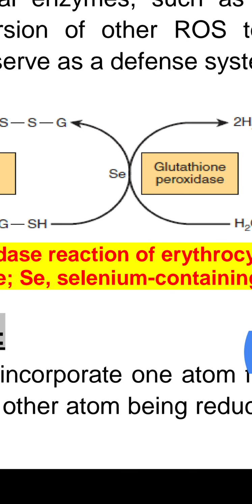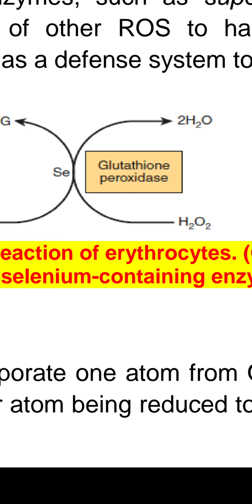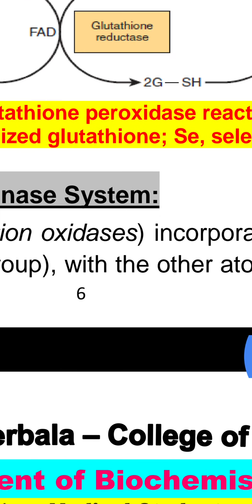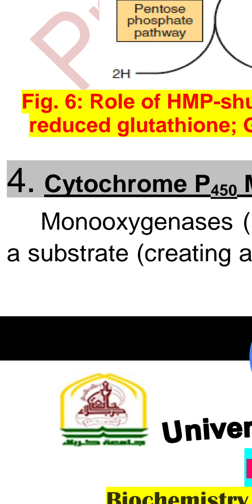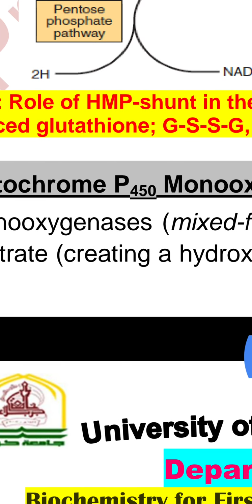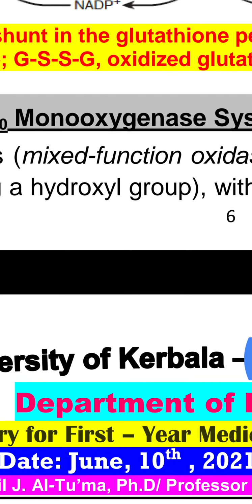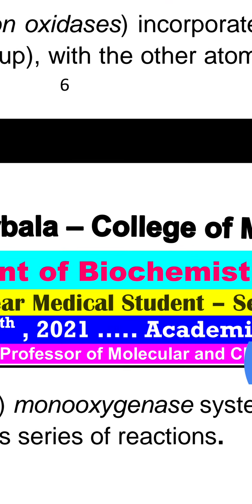والهيدروجين peroxide scavenging or removal of hydrogen peroxide يتحول إلى water molecule by glutathione peroxidase، وهذا يحتاج إلى سيلينيوم أيون ميتال أيون. أوكي، ويحتاج إلى GSH molecule. أيضا NADPH is required in cytochrome P450 monooxygenase system اللي يسمى mixed function oxidases or oxygenases.